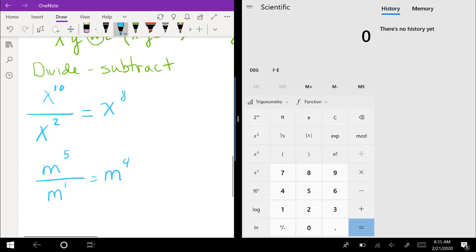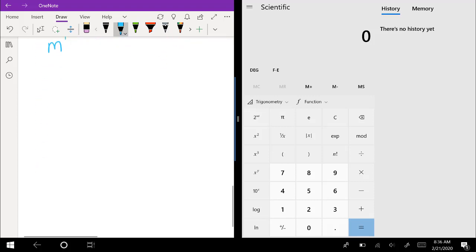Let's try another one before we try some harder ones. So w to the 3rd over w to the 3rd. Well, 3 minus 3 is 0. So this is w to the 0, which we know if it has a 0 exponent, it equals 1. So this one, the answer would be 1 just because the exponent is 0. Now let's try some harder ones.